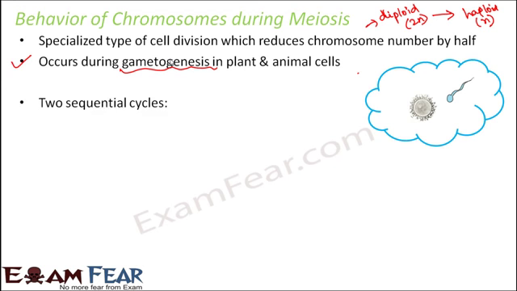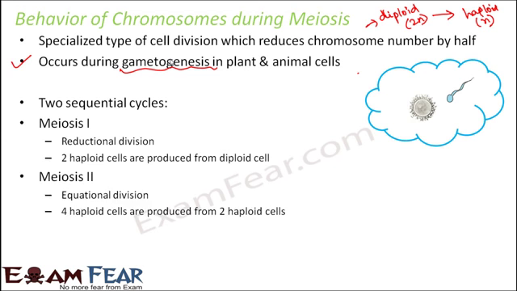Now the process of meiosis involves two sequential cycles, meiosis 1 and meiosis 2. Meiosis 1 is the reductional division where the actual decrease in the chromosome number takes place. So you start the process with one diploid cell. After meiosis 1, you are left with 2 haploid cells. After meiosis 2, you are left with 4 haploid cells. So basically from one diploid cell, you are able to produce 4 haploid cells.